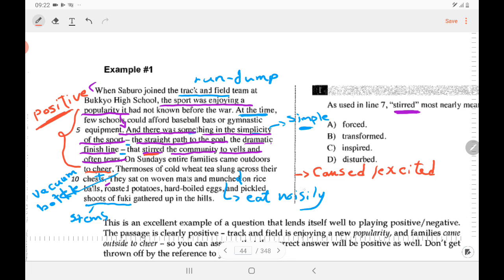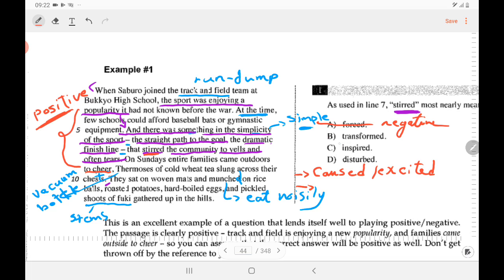Number 2, let's go and consider our own choices. That's number 2. Play the process of elimination. See which one is negative, which one is positive. The first choice, forced. I have a positive context. And then I have forced. What do you think about forced? Is it positive or negative? Of course, you don't like to be forced to do anything, so it's negative. And if it's negative, it doesn't fit the positive context, so we can cross that.